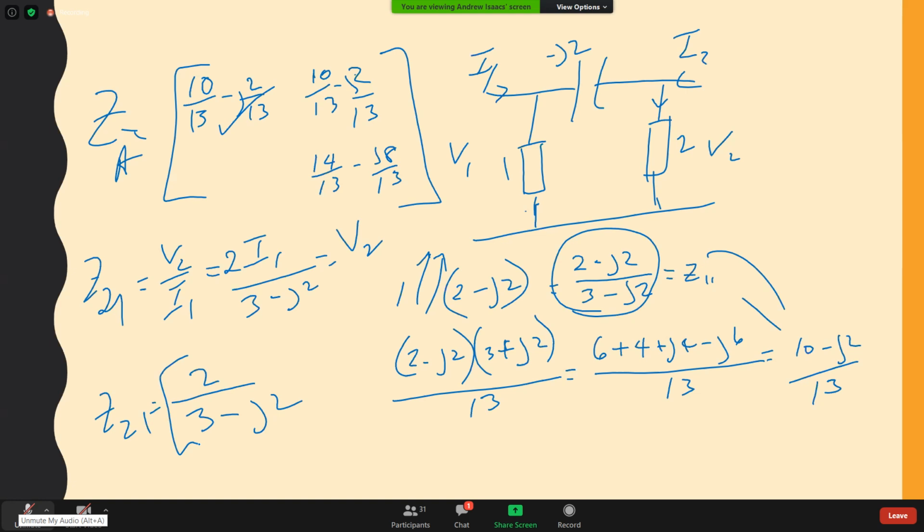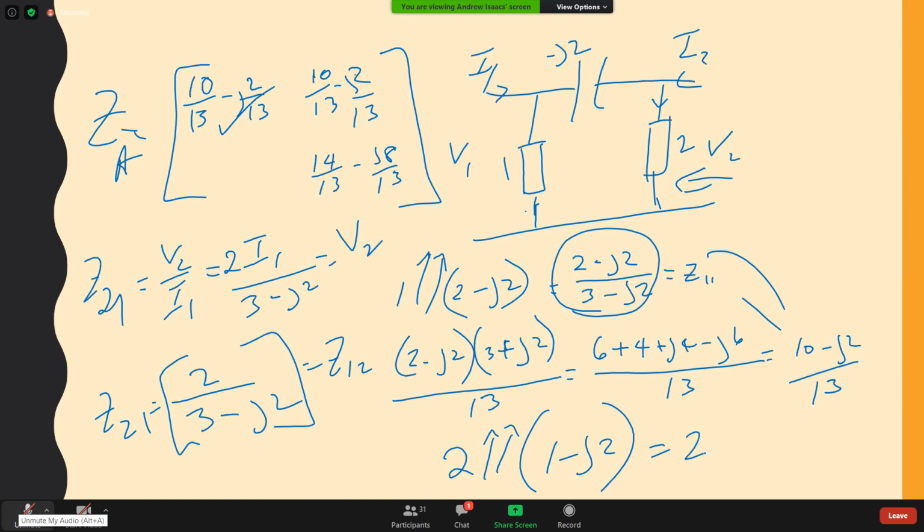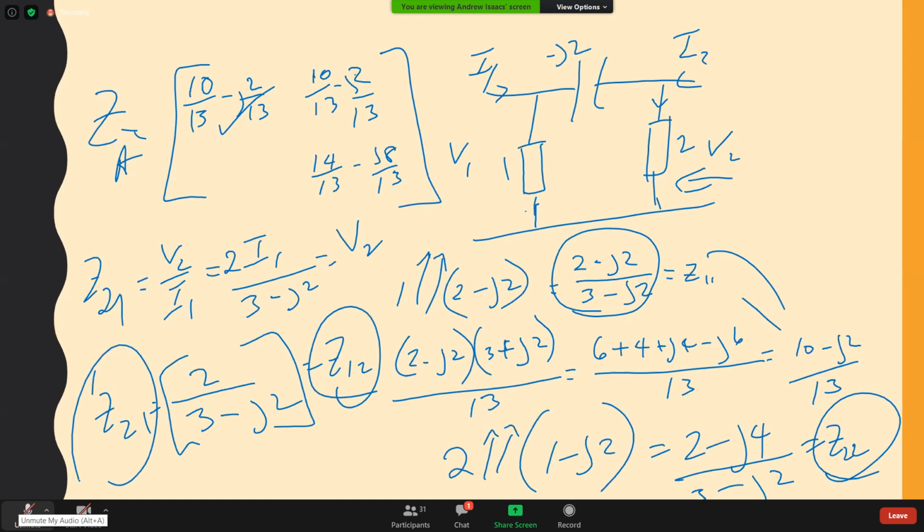You have here, and when you work it out, you'll find that this is also equal to Z12. Okay? And then for the impedance, you're looking in this direction. So it is 2 in parallel with 1 minus J2. So this will be 2 minus J4 over 3 minus J2. Okay? So this is Z22. So you now have Z22, you have Z12, you have Z21, and you have Z11.